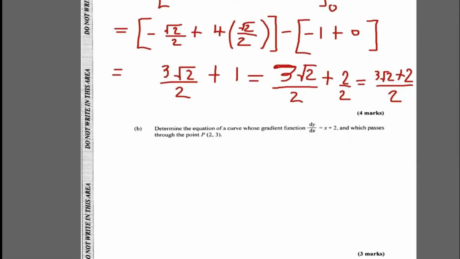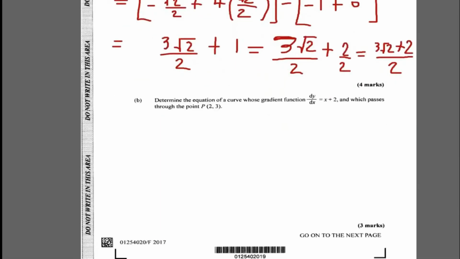Now the next part of the question, part B, says determine the equation of the curve whose gradient function dy by dx is x plus 2, and it passes through the point P, which is 2, 3. So let's go ahead and do this to determine the equation of the curve.